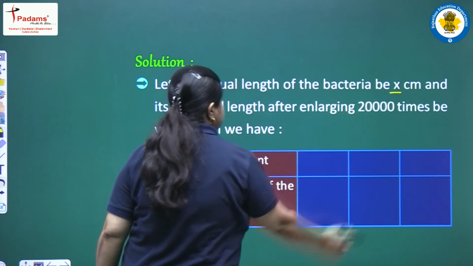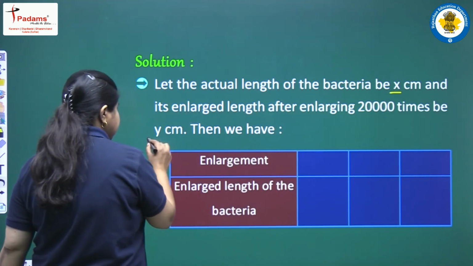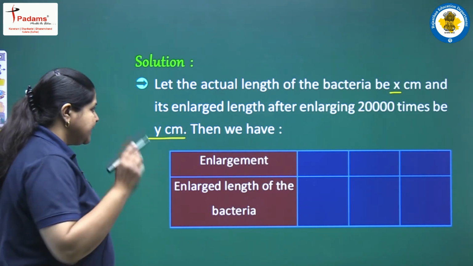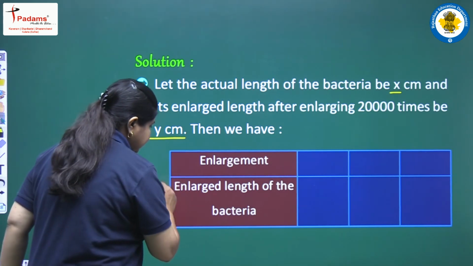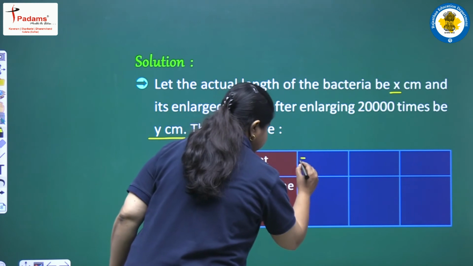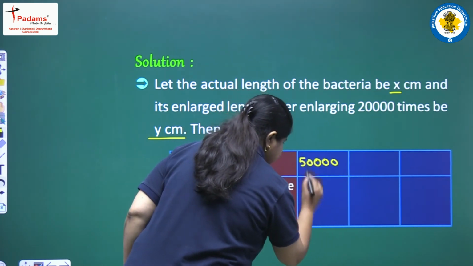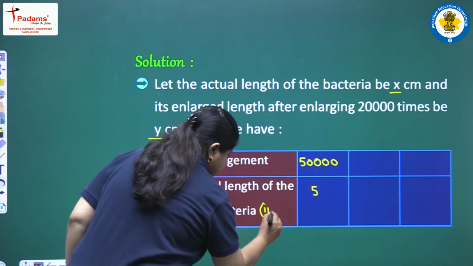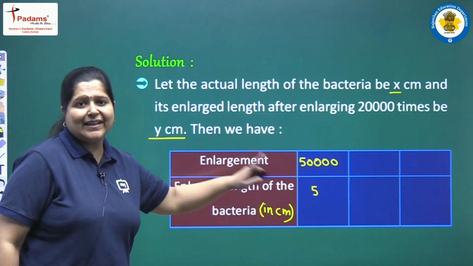x सेंटीमीटर and its enlarged length after enlarging 20,000 times it be y centimeter. Then we have been given the enlargement and then accordingly the enlarged length of the bacteria. We have been given the enlargement as 50,000 times and the enlarged length is given as 5 centimeter. So we write here in centimeter. This is the information given in the question.